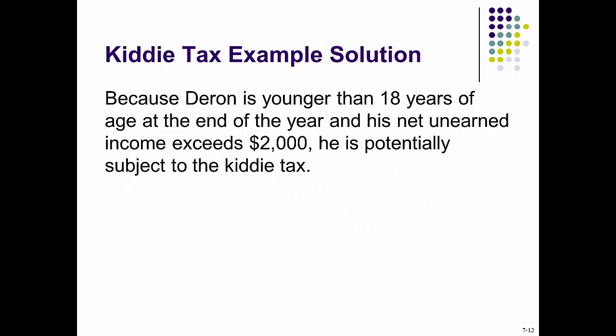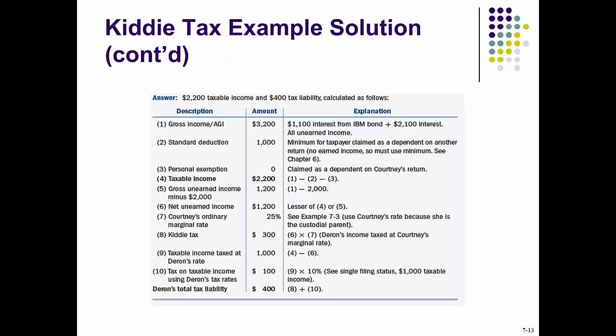Because Darren is younger than 18, we look at these three conditions. He is younger than 18 by the end of the year, and the net unearned income is greater than $2,000, so he's potentially subject to the kiddie tax. So here, $2,200 taxable income and $400 tax liability, and the calculation is like this. $3,200, the $1,100 interest from the IBM bond and the $2,100 interest, is all unearned income. Then we subtract the individual standard deduction of $1,000. And there's no personal exemption because Darren is still being claimed by his mother, Courtney.